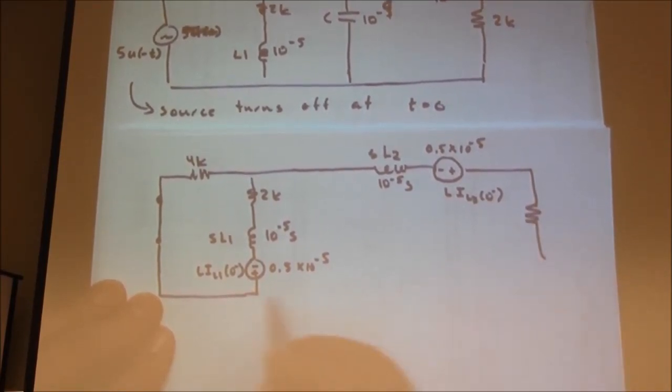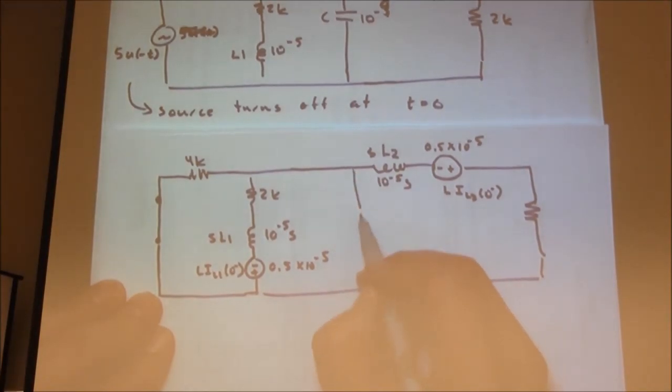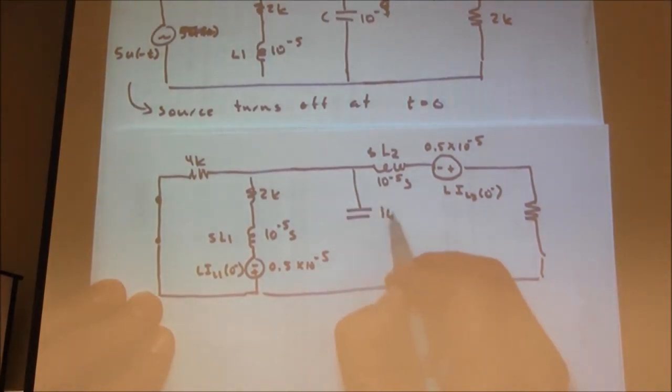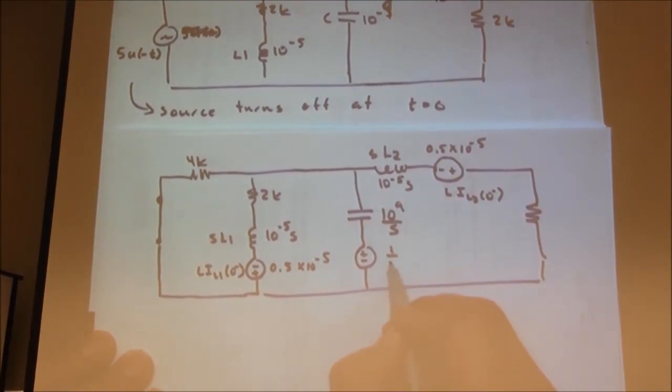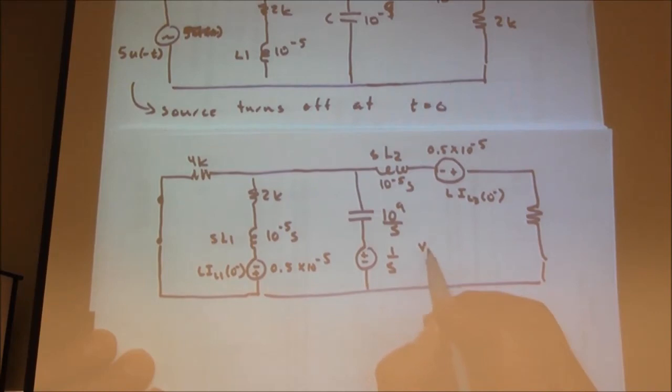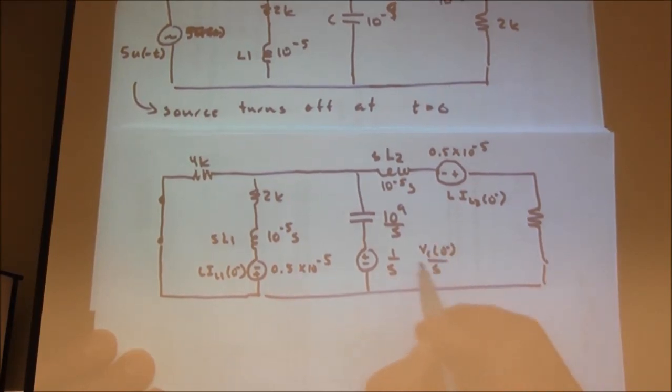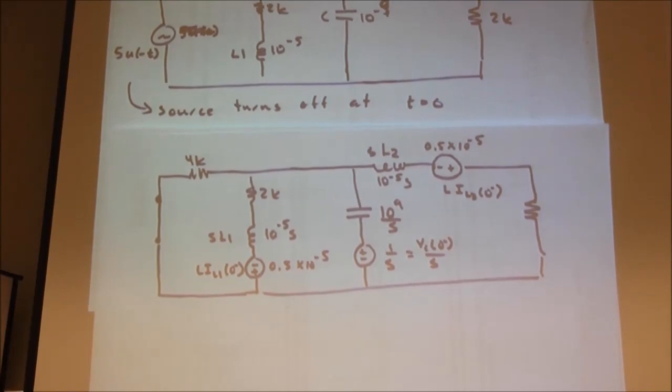And the capacitor in between here: 1 over SC, so that's 10 to the 9 over S, just doing the inversion. And then our initial condition term, plus minus. VC(0-), we said, was 1 volt. That's 1 over S. That comes from VC(0-) over S. And there's our equivalent circuit. In the Laplace domain, these are impedances. We essentially do the unit 1 material, but with S's. We have this variable S.